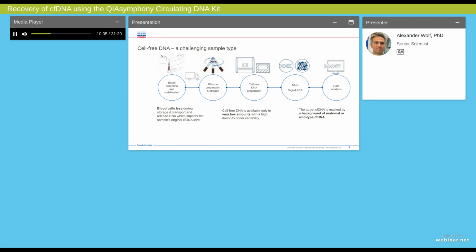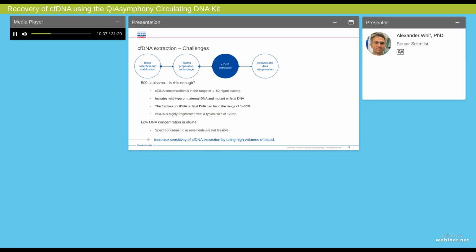Additionally, of course, the assay itself and the data analysis have to deal with the specific detection of the target cell-free DNA in a huge background of maternal or wild-type cell-free DNA. A major challenge of cell-free DNA analysis is the low concentration of DNA found in plasma and the subsequent analyte, which is transferred into the downstream assay. This is indeed a clear drawback compared to cells or tissue samples as sample material, where the DNA input into the downstream assay is a rarely limiting factor.